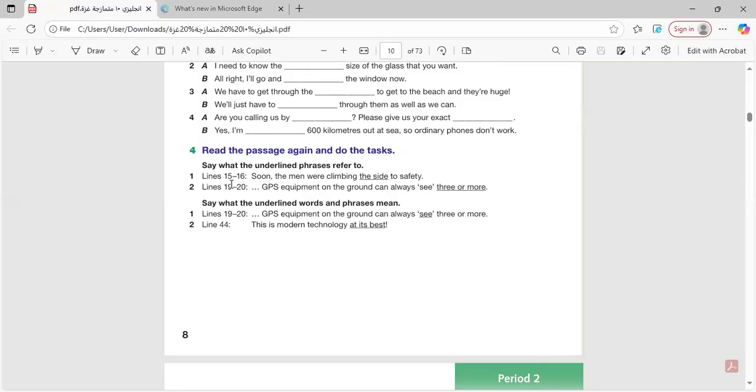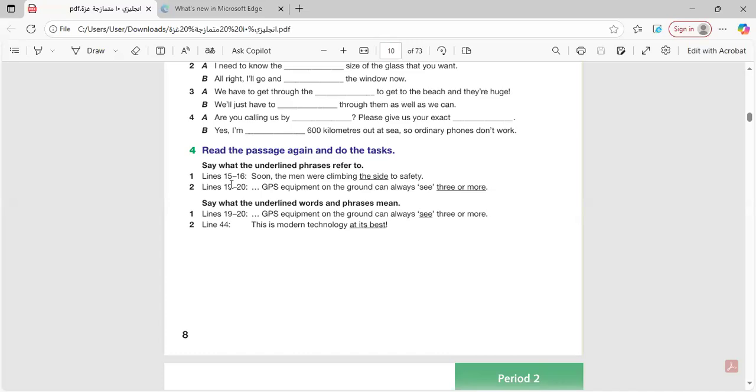Line 15 to 16: soon the men were climbing the side to safety. The side. What does the side refer to? To their boat, or to the ship that came to save them, guys? What do you think? The side of what? Good job. Yeah, the side of the ship. They climbed the side of the ship that came to save them.